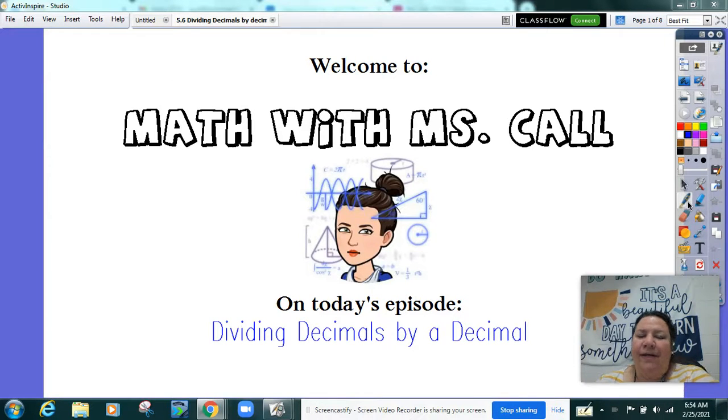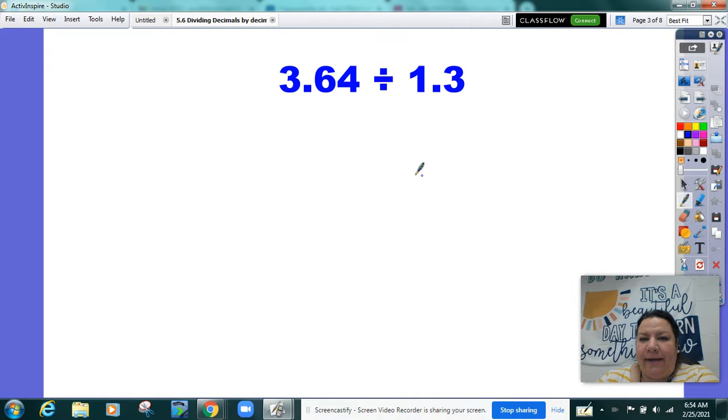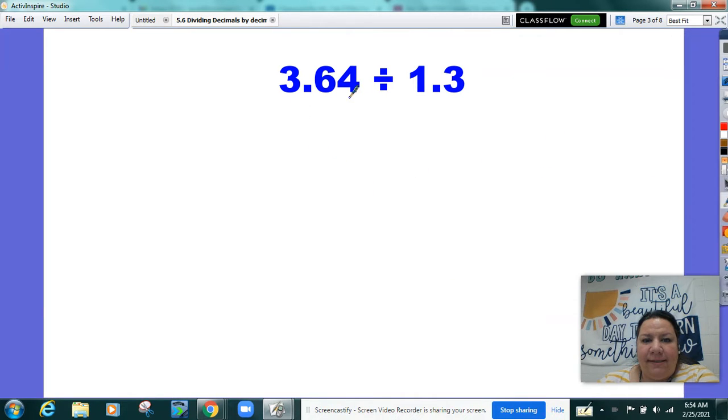Today we are going to divide decimals by a decimal. So this is a review of what we did in class. So let's take a look at this problem. We have 3 and 64 hundredths divided by 1 and 3 tenths.